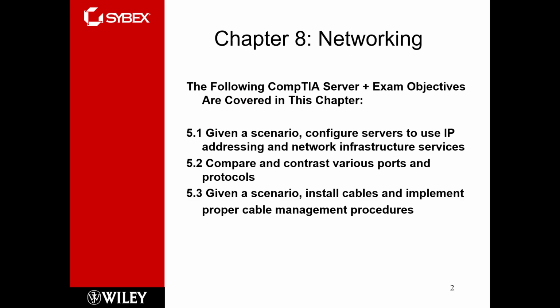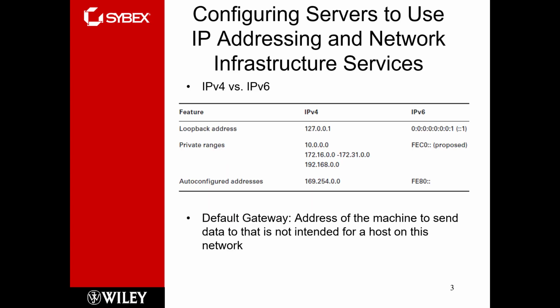We're going to be looking at the three main objectives for this section, and that is looking at IP addressing, comparing and contrasting ports and protocols, and lastly, we're going to be talking about cabling. That means cabling, implementing proper cabling management, procedures, understanding structured cabling, and things like that. So, there's a certain level of base understanding. I'm assuming that you already understand classful addressing, Class A, Class B, Class C, and things like that.